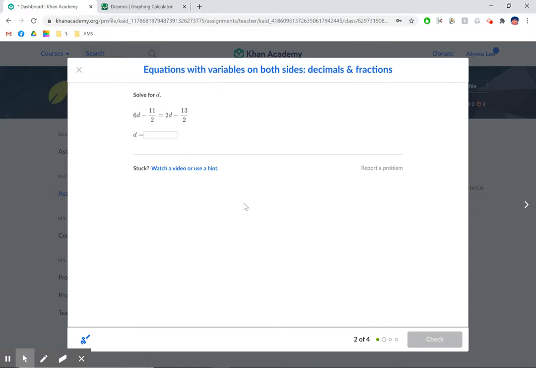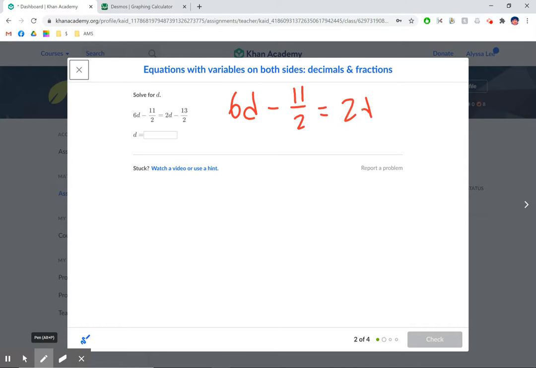Okay, so first one, we have variables on both sides, fractions. Oh my goodness. Let's take it a step at a time. Read it carefully, and you guys will be able to do this. So I'm going to rewrite it here. 6d minus 11 over 2 equals 2d minus 13 over 2. So it might look kind of scary, but we're going to follow our same steps and see where it goes.